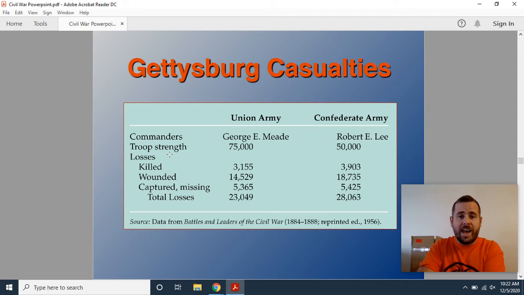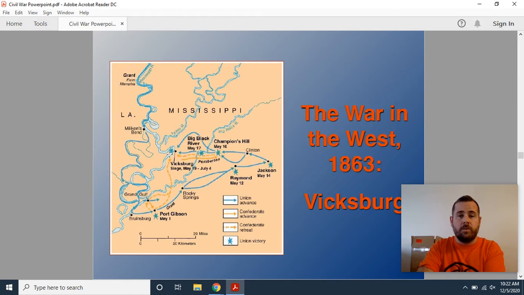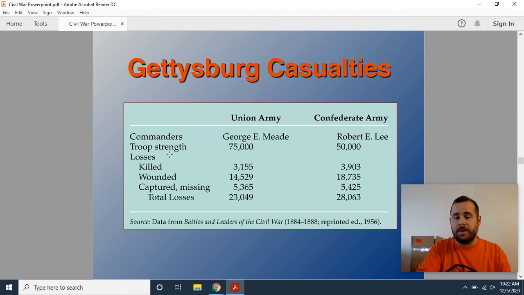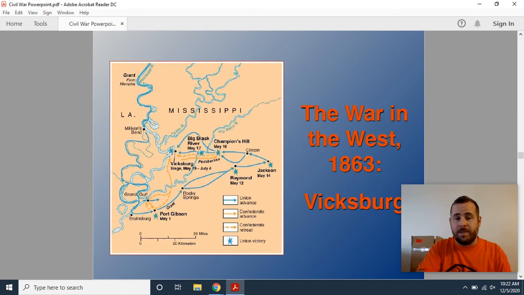Now, the actual turning point of the war is not super clear, but it is in these slides here. Two battles are going to mark the turning point of the war. The Battle of Vicksburg and the Battle of Gettysburg. Now, these are two battles that essentially take place at the same time, but in two different places.